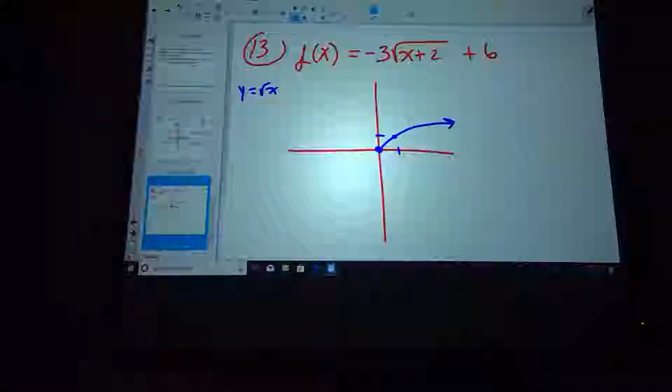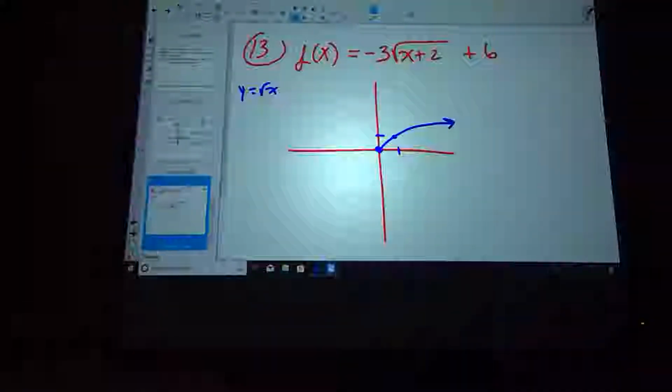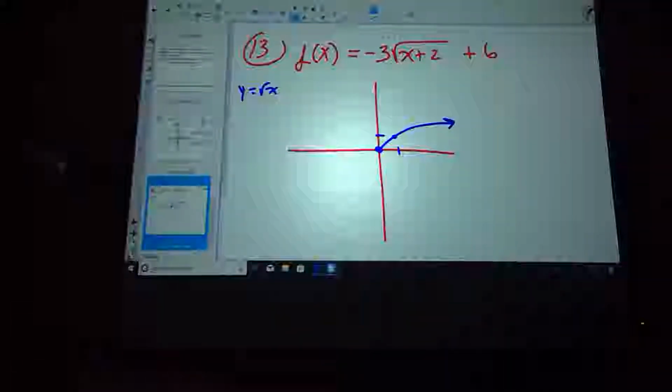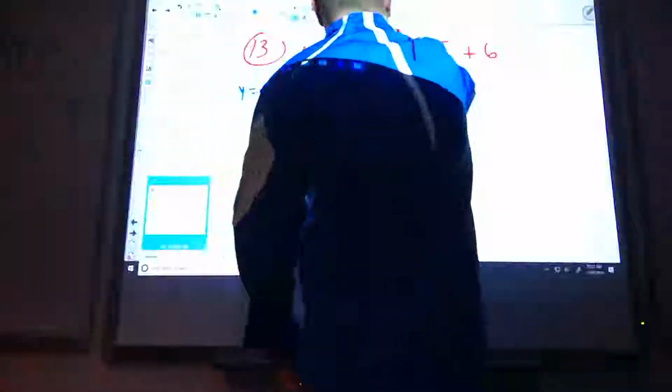Does everyone agree that the function that's up there will be that kind of graph, but it'll look a little different? Yeah, we have a -3 out front. So that's different. We have a +2 underneath the radical. So that's going to be different. And then I have a +6. So let's do this one in green. Is that all right?